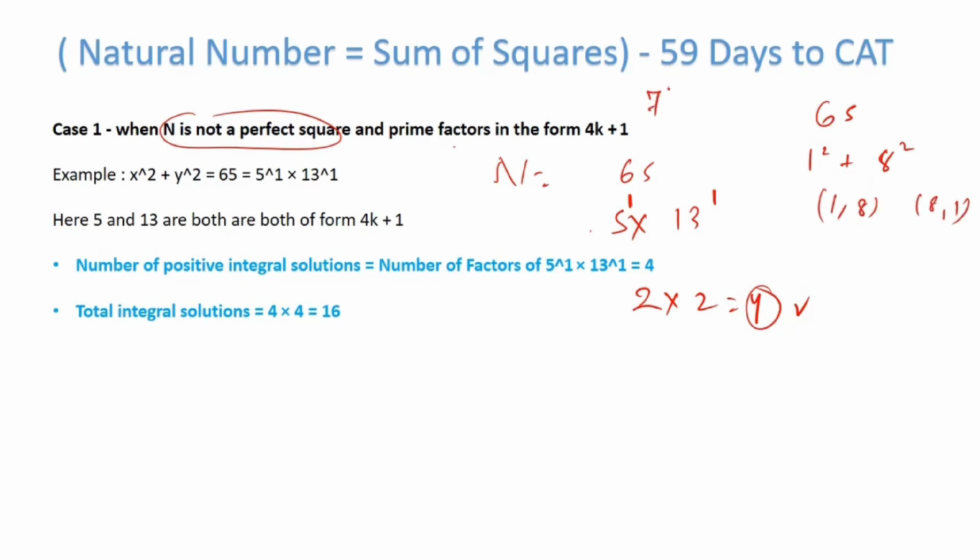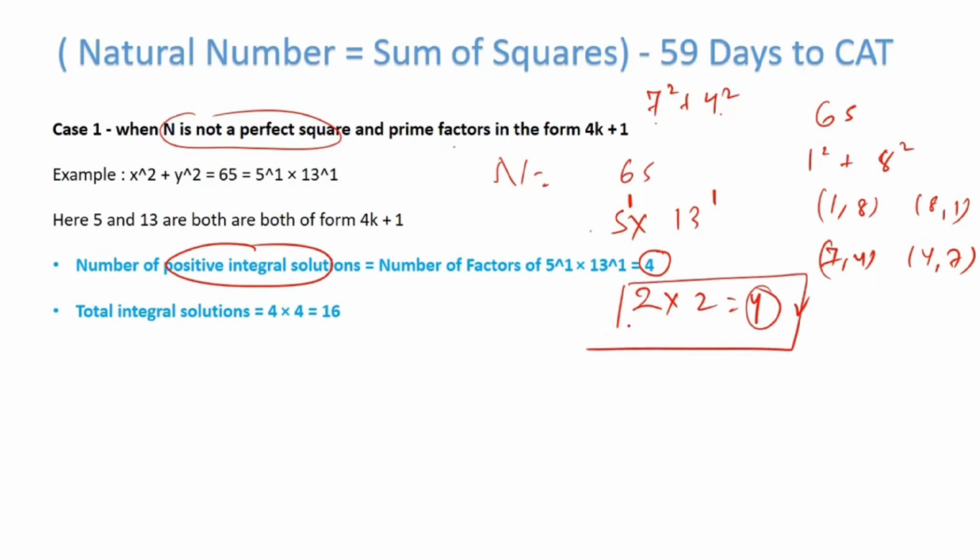We can also write this as 7 square plus 4 square. 7 square is 49, 4 square is 16. Another solution can be 7, 4 and 4, 7. I am talking about positive integral solutions. So how many positive integral solutions? That is equal to 4. That is also equal to the number of factors.